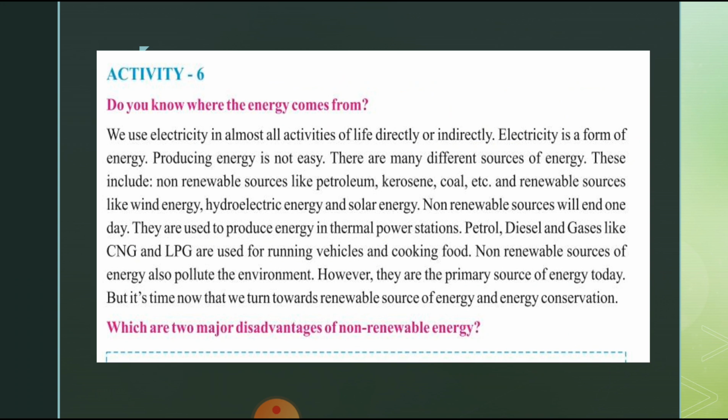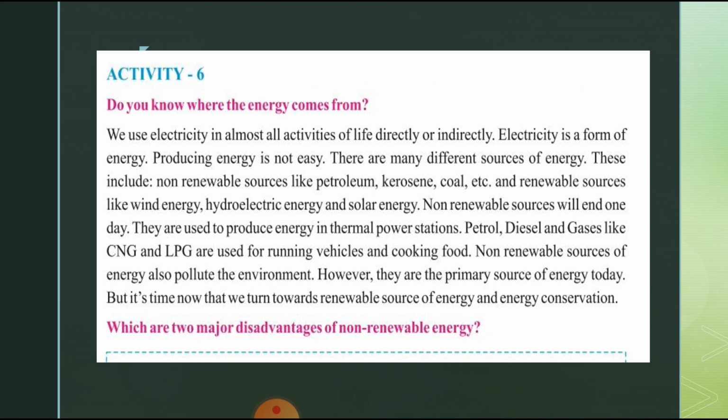Producing energy is not easy. There are many different sources of energy. So we will see the different sources of energy, and which are they? Non-renewable sources, which include petroleum, kerosene, coal, etc. And renewable sources like wind energy, hydroelectric energy, and solar energy.